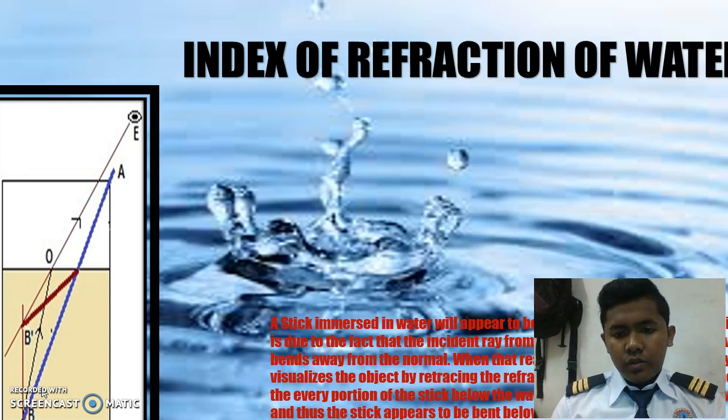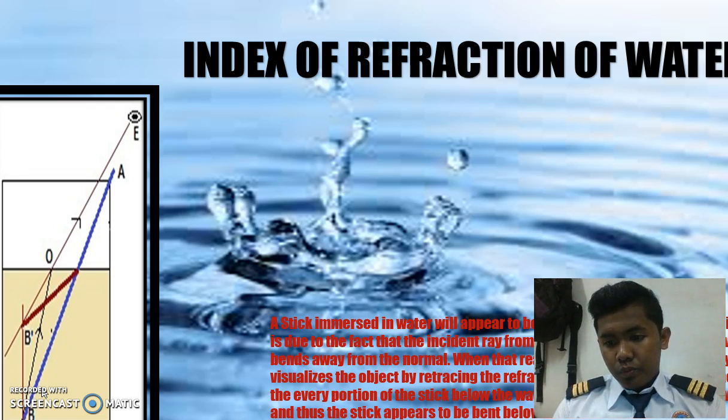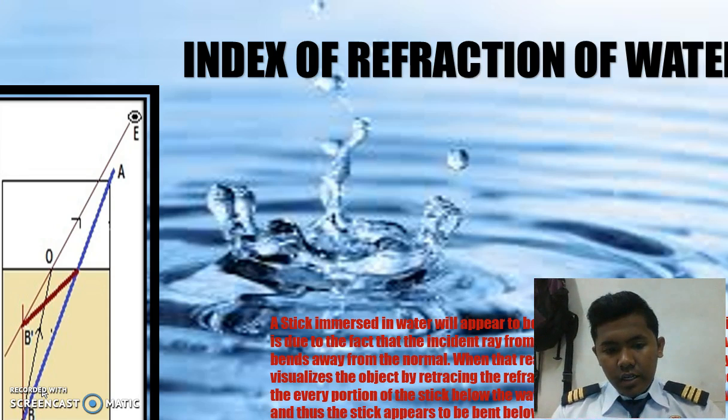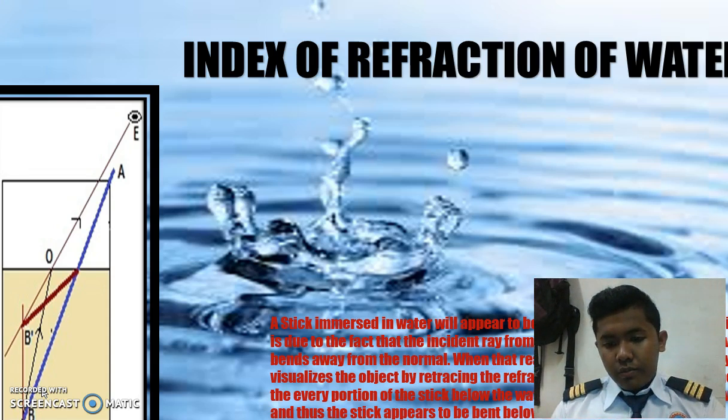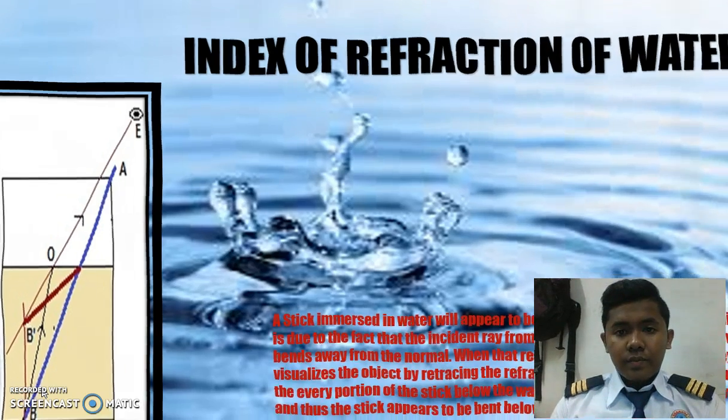A stick immersed in water will appear to be bent below the water level. This is due to the fact that the incident ray from every point below the water level bends away from the normal. When they reach the observer's eye, the eye visualizes the object by retracing the refracted ray as a straight line. Hence, every portion of the stick below the water appears to be at a higher level, and thus the stick appears to be bent below the water surface.